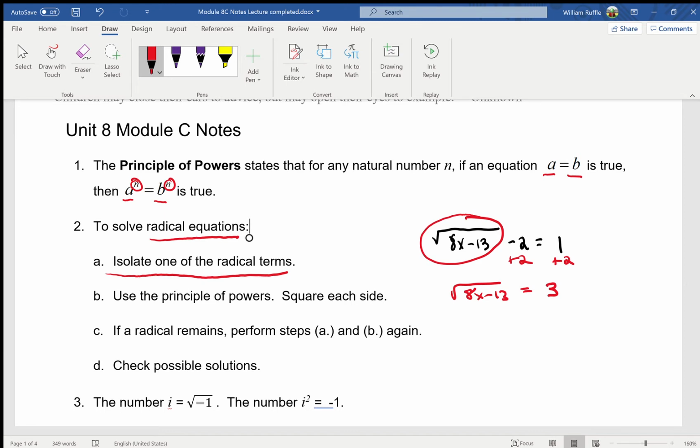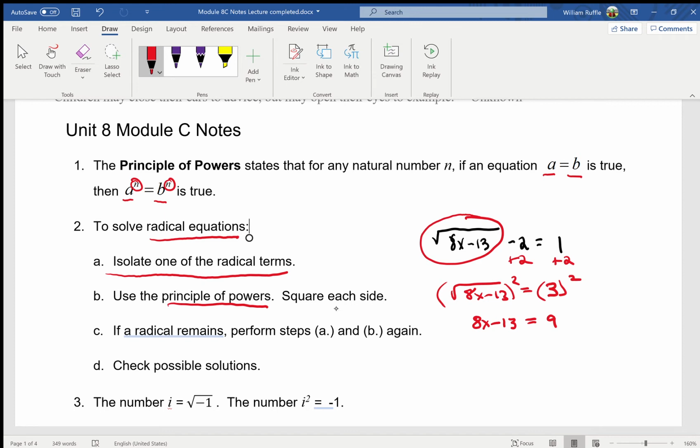Now, since the radical is by itself, I want to use the principle of powers. Since this is square rooting, the opposite of square rooting is squaring. So I'm going to square each side. So if I'm squaring the square root here, it's just going to be 8x minus 13 equals 9. Now what is nice about this one, if there's a radical remaining, we got to do A and B again. Well, it does not remain, so we're good to go.